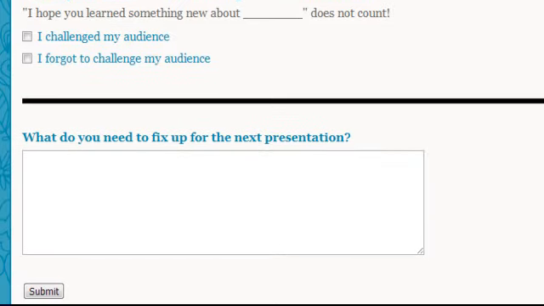And then hopefully while you were listening, you had an idea of what you wanted to fix or change for next time. Just type that into the box here, and then hit submit. And that's it for the first talk.